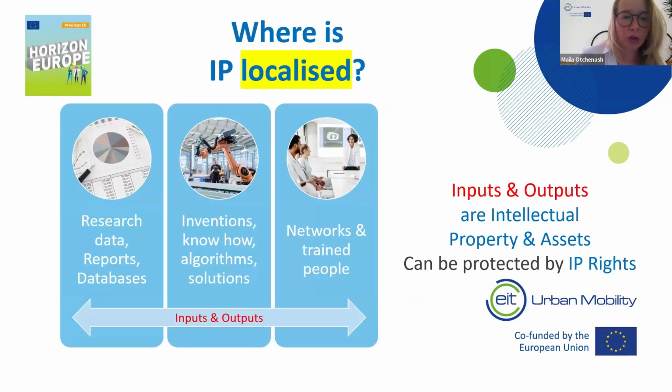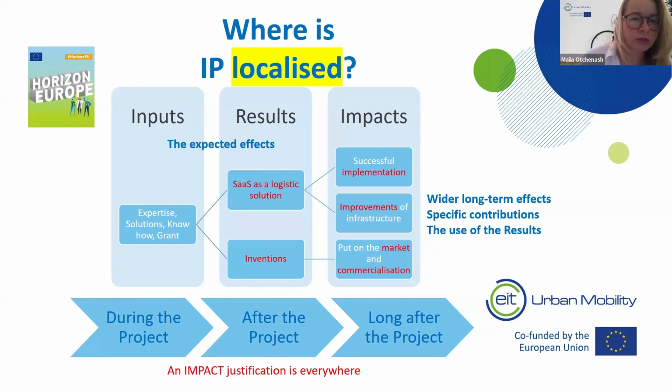So once again, inputs and outputs. IP can be localized from the beginning as input of the project, or background IP. That's basically all solutions that you bring to the project. Can be research data, reports, databases, inventions, algorithms and solutions. So during developing this project, you can basically come up with new solutions. And also networks and trained people are also considered as IP assets within the project, which can be protected or not. That's another question, with which tools it can be protected, but anyway, always knowledge-related elements can be considered IP. So inputs during the project: expertise, solution, know-how, and basically funding can be considered as input.